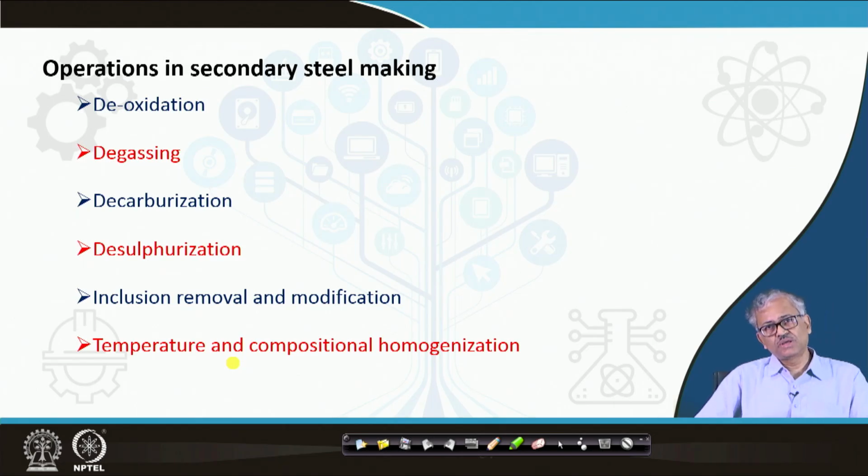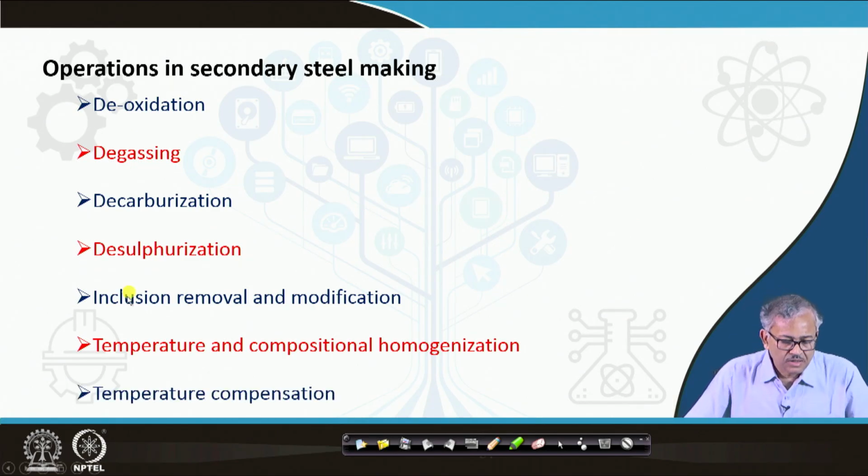Besides, you can do a lot of alloying and compositional adjustment, and there the compositional homogenization is also important. That is why gas stirring is required. So gas stirring is a very important phenomenon in secondary steel making to homogenize the bath, both with respect to temperature and composition.